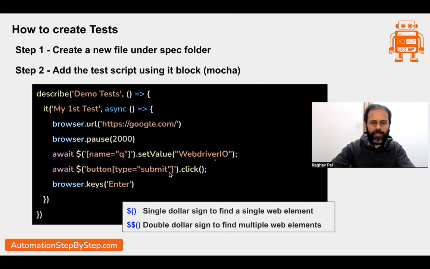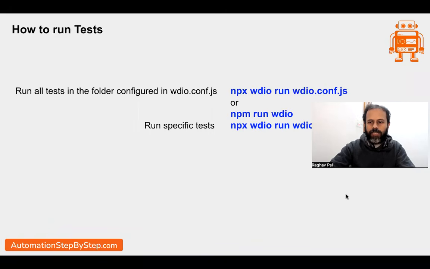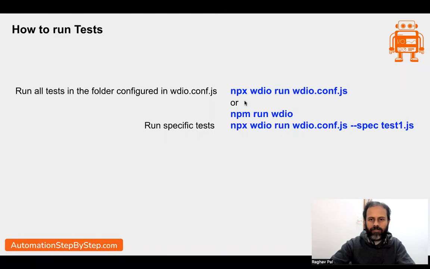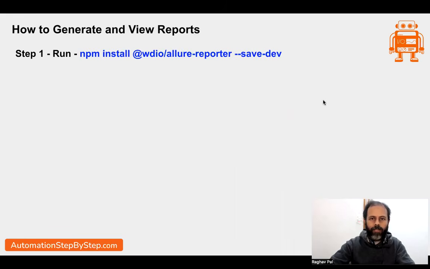And we have already seen we use $ sign to find single web element and $$ sign to find multiple web elements. We will see more examples in the coming session, and then we can see more options and more functions as well. Now to run test, we have already seen all these options, all these commands. We have seen this one and then this one and this one for running a specific test file. So this is done. Now how to generate and view reports. And for this, we will use allure reports.